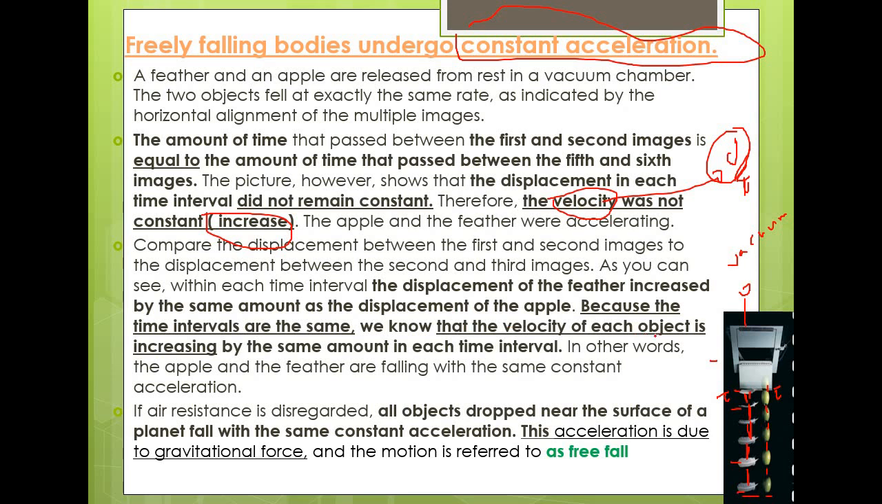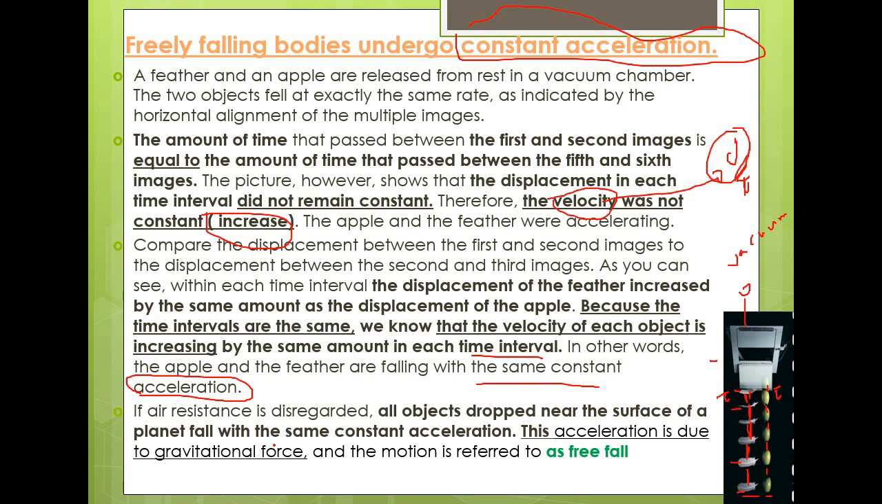We know that the velocity of each object is increased by the same amount in each time interval. So velocity increases and the displacement increases. In other words, the apple and the feather are falling with the same constant acceleration.